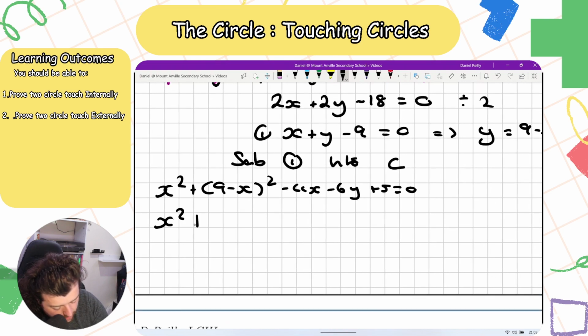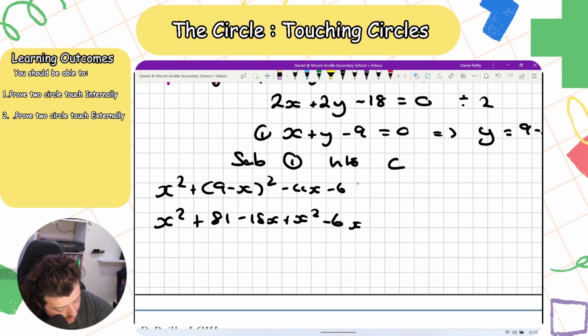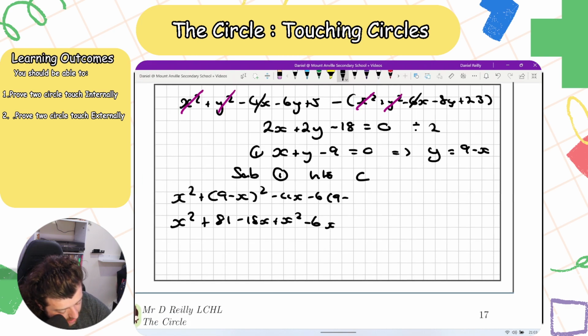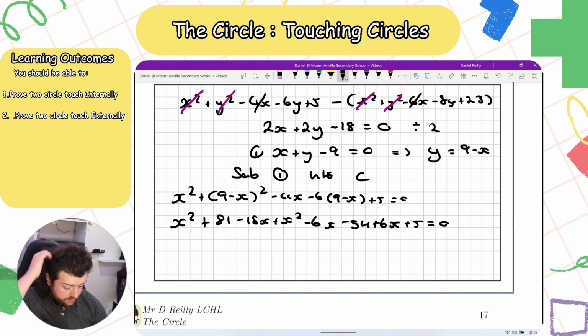So I have here x squared plus 81 minus 18x plus x squared minus 4x. Oh my god, I forgot to sub in the y here. My bad. So minus 6 times (9 minus x) plus 5 equals 0. Minus 6 times 9 is minus 54, plus 6x, plus 5 equals 0. So I am going to be left with x squared, 81, minus 18x, plus x squared. This is minus 4x, I do apologize.